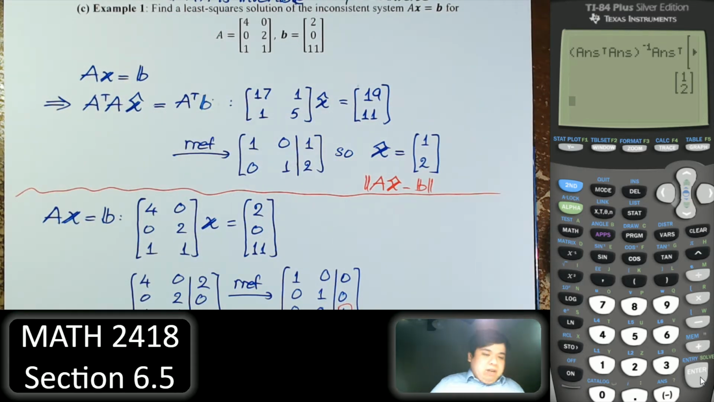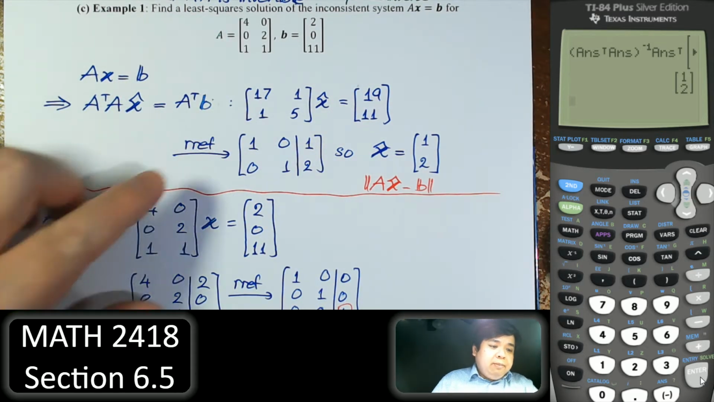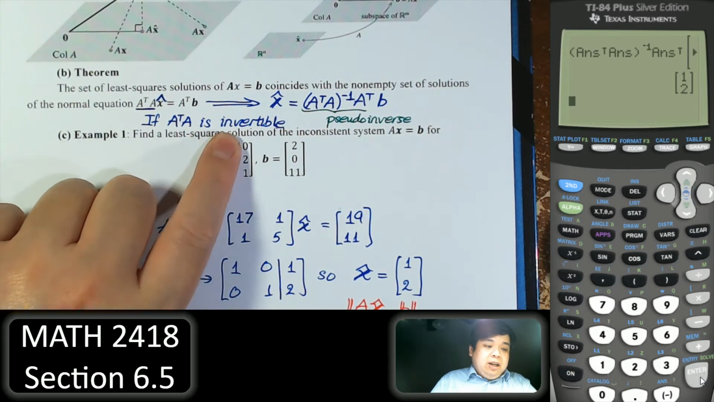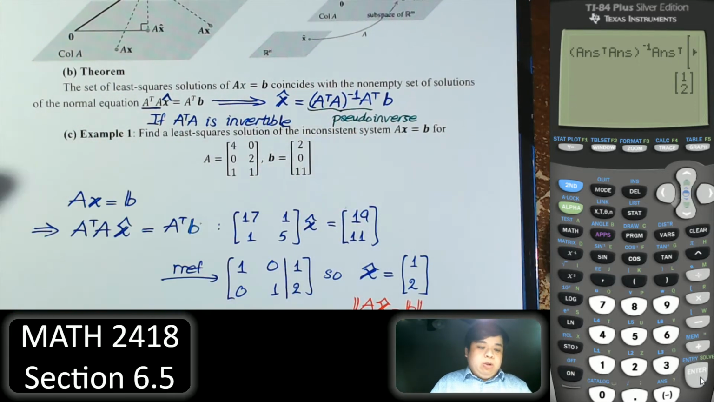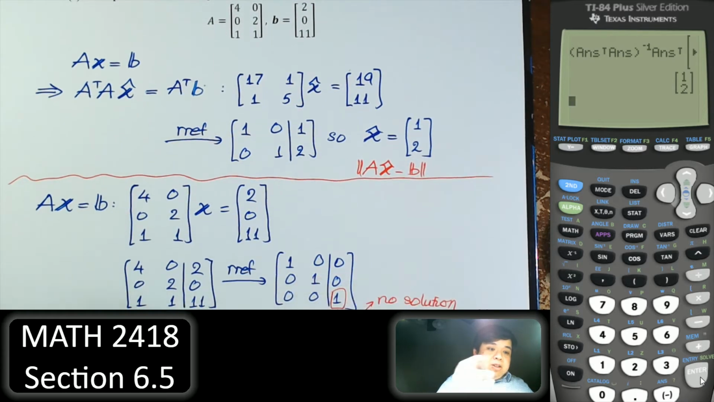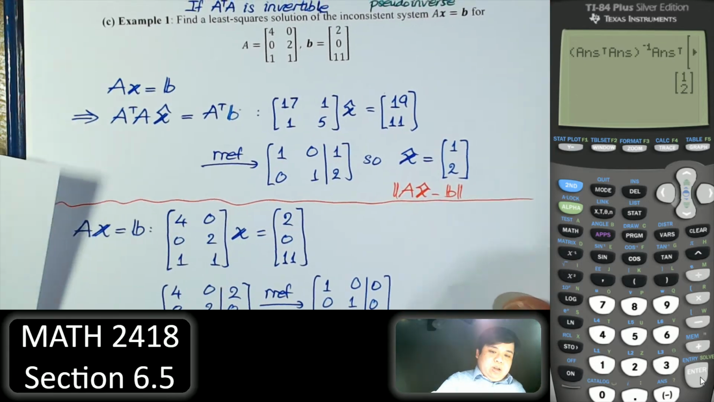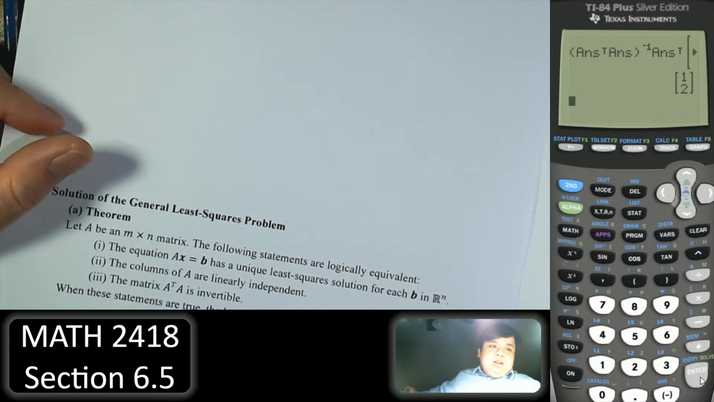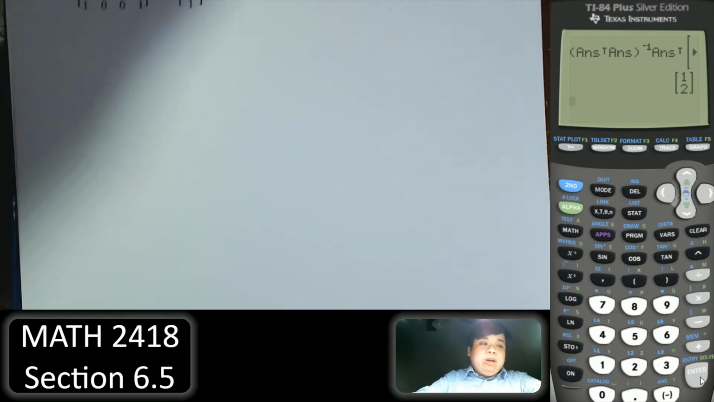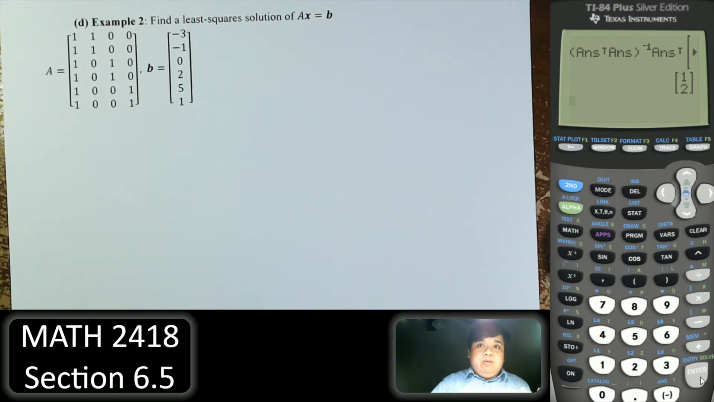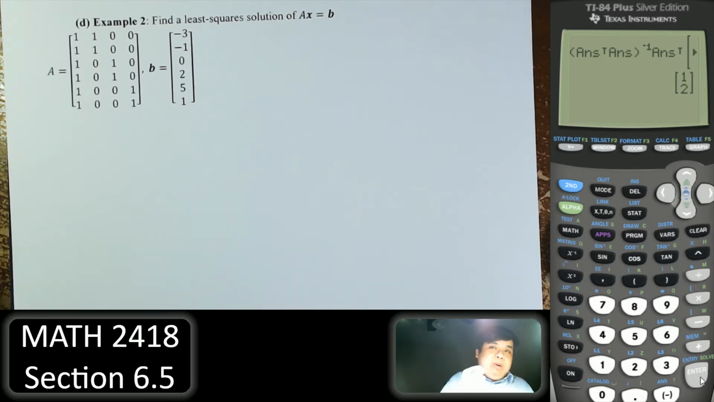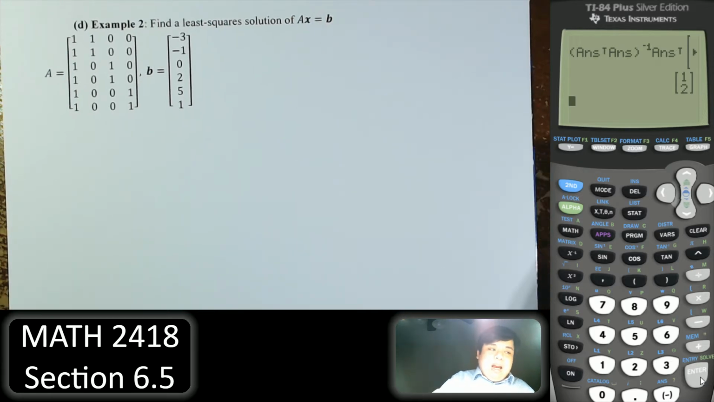Of course, when A transpose A is invertible, we can just use the formula, but that's not always the case. If it's not, we can write the normal equation and do reduced row echelon form to also find the solution. Using the inverse is not the best way to solve the equation. It's not the most efficient way, even though on paper it looks convenient. In reality, the inverse is a very inefficient way to calculate.